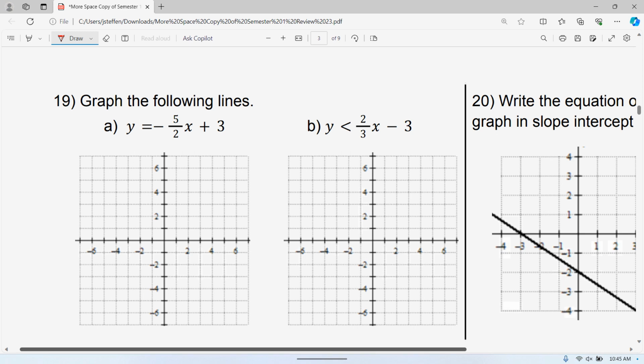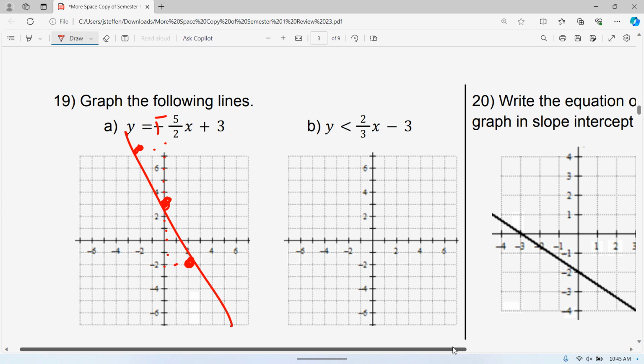Okay, graph the following lines. Don't mess this up, it's slope-intercept form. So my y-intercept is 3, and the slope is -5 over 2. If you want to put the negative on the 5, that means go down 1, 2, 3, 4, 5 over 2. Remember, we could also do up 5 over 2 to the left. 1, 2, 3, 4, 5, 1, 2. It gets you that same exact line.